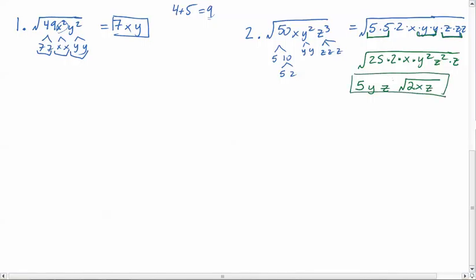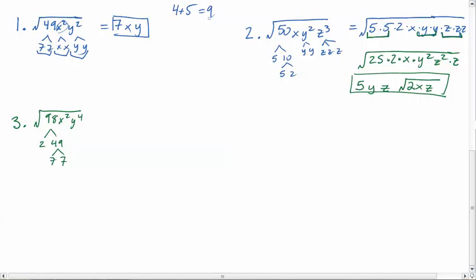Anything that we took the square root of came out. Anything we couldn't take the square root of obviously had to stay inside because we haven't done it yet. Okay, on to question number 3. Question number 3 is the root of 98x squared y to the 4th. So let's go ahead. 98 is 2 times 49. 49 is 7 times 7.